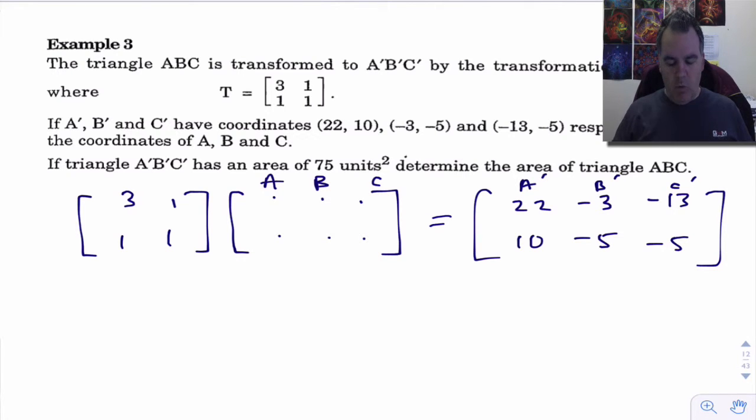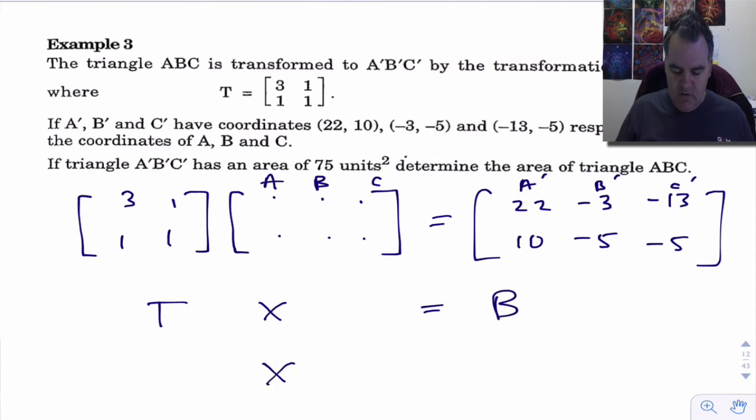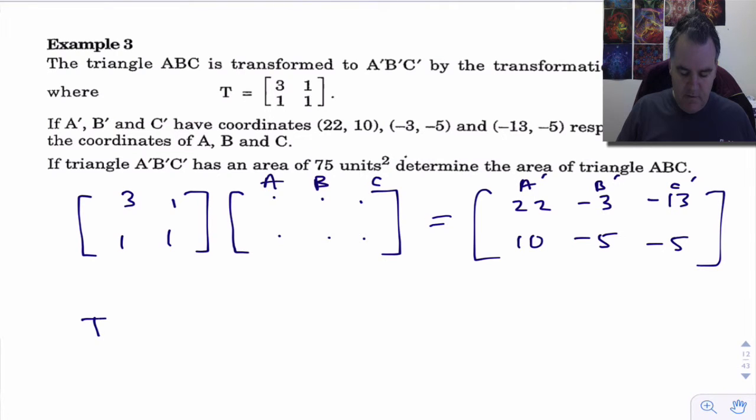What we want to work out is the coordinates of the original matrix. Now, I know you know how to solve matrix equations like this. If we have T times X equals B, let's call it, then to find X you've got to take the inverse of T times B. That's the technique I'm going to use to find that original matrix. So I'm going to pre-multiply by the inverse of the matrix T. Let's first write that down.